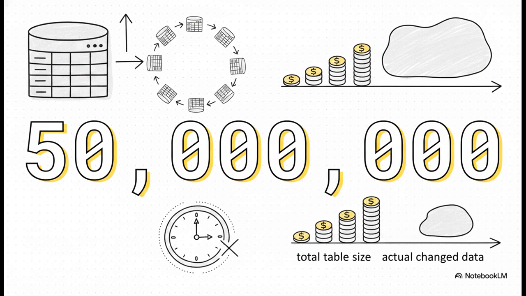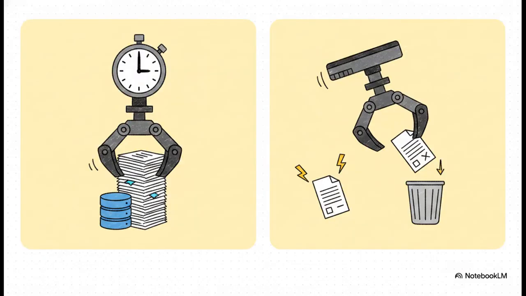While it's simple to set up, it scales terribly. The cost of extraction grows with your total table size, not with how much data actually changed. Plus, your downstream systems are only ever as fresh as your last extraction, meaning they're often hours or even a full day stale. The second traditional approach is batch-based incremental extraction.